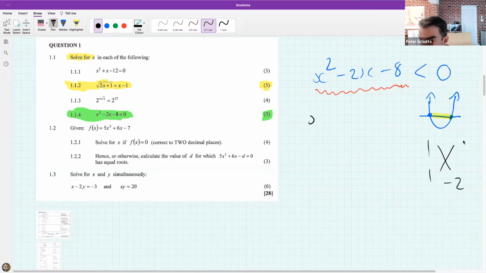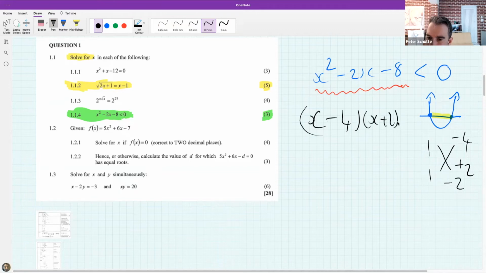You could also use the formula. There's nothing wrong with that. So my critical values, we have x is 4 and x is minus 2 are the two critical values. But now I need to write the answer to this.